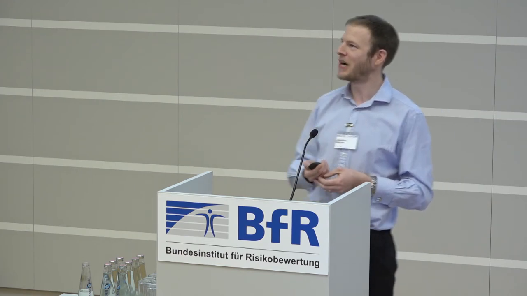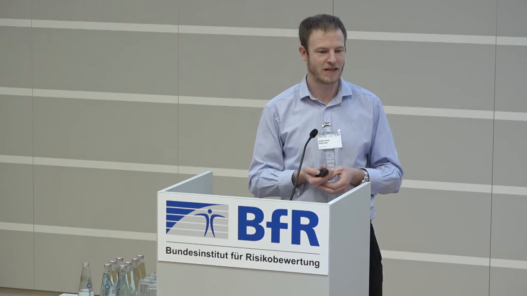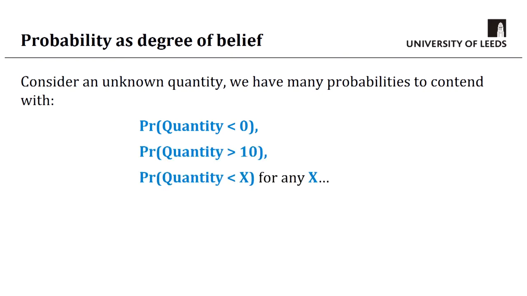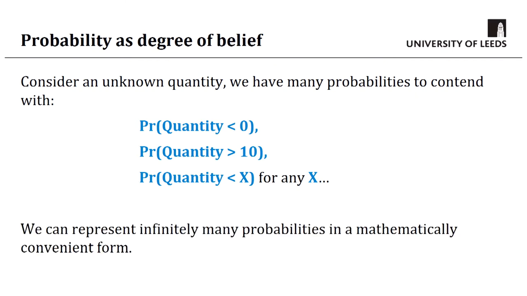We can try to imagine how we might calculate the probabilities there. But what about when we get to an unknown quantity, maybe a continuous quantity that could take infinitely many values? Then there's a bit of a transition there, because we've got to think about, well, what's the probability that quantity is less than zero? What's the probability that quantity is greater than 10? Essentially, what's the probability that this quantity is less than any value? So there's infinitely many choices, infinitely many probabilities that we need to specify to actually fully capture our probability distribution.